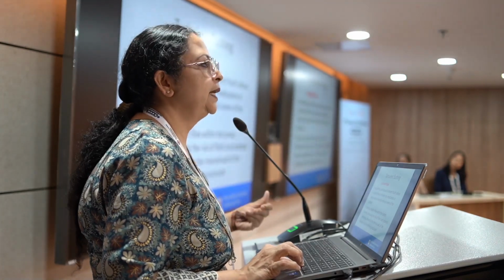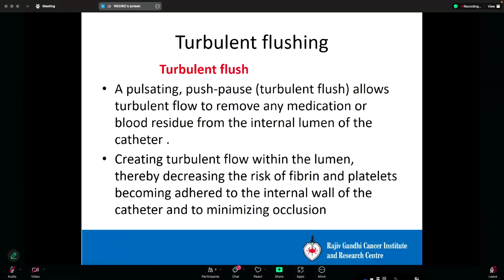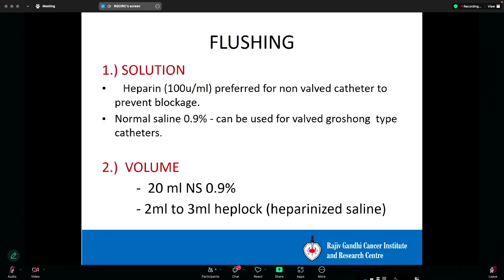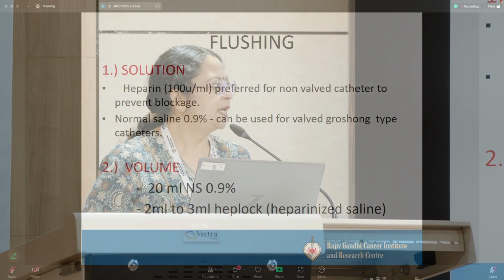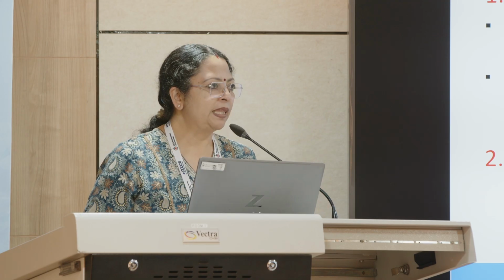So flushing technique is something we make them practice on a mannequin, and that is also very important. If somebody has done the flushing properly, the line should not get blocked. And if it is an open-ended catheter, we lock it with heparin at the end if we are sending the patient home. If it is the Groshong, that is the valved catheter, there is no need for heparin. Just about 20 ml of pre-filled saline is what we use, again, to decrease the chances of infection.